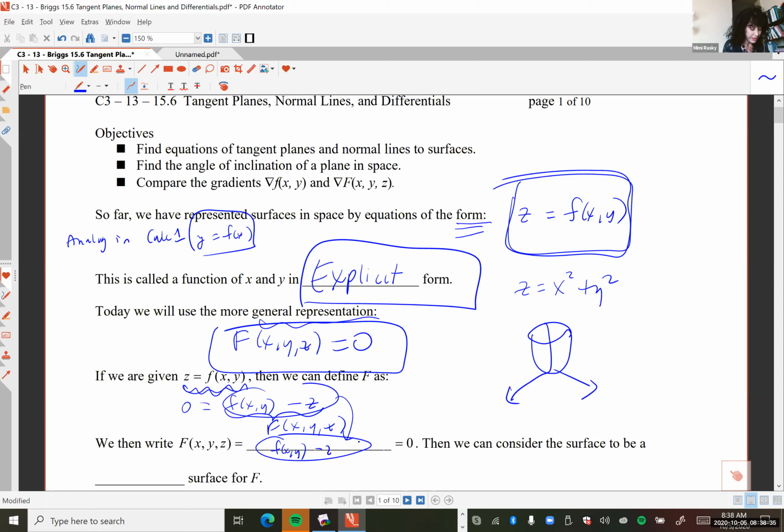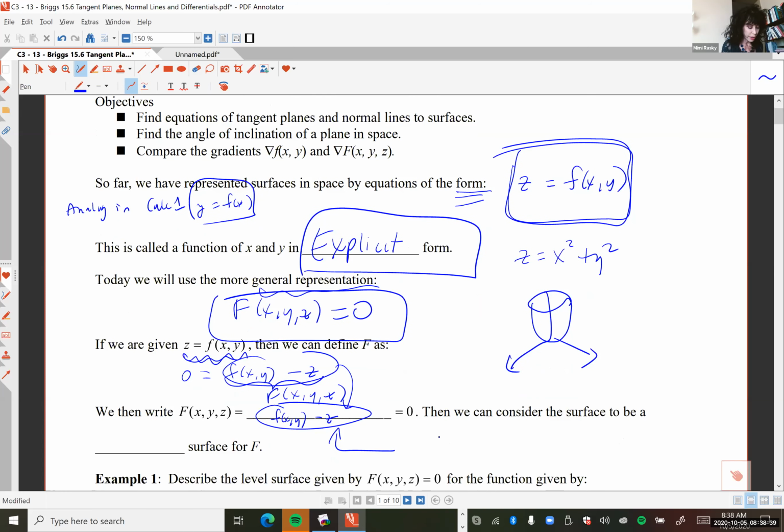And I'll just put as an aside, for those of you who like to always do things backwards, what if I wanted to do it in reverse? What if I wanted to subtract the other junk and move it to the other side? That's fine also. I don't care.